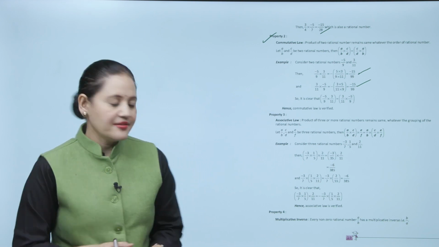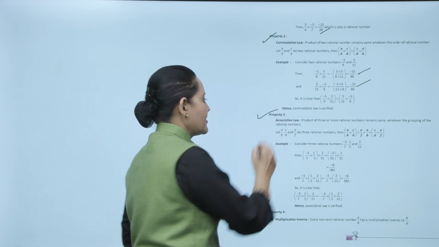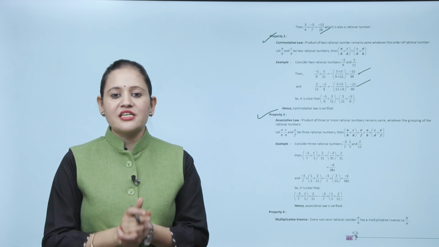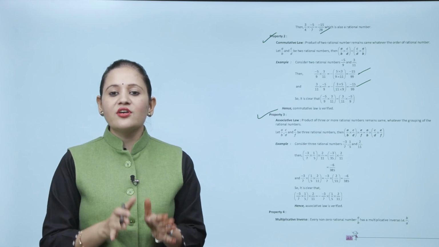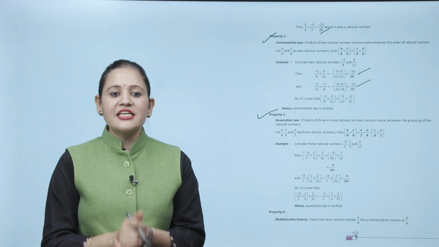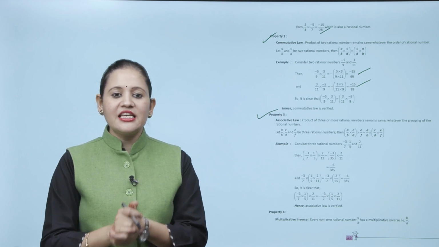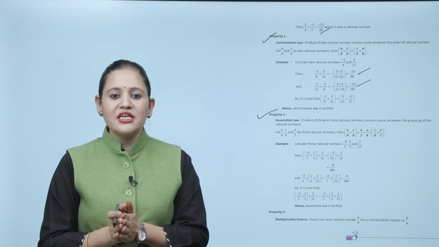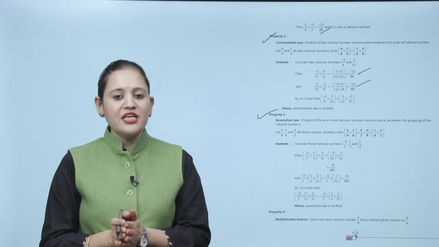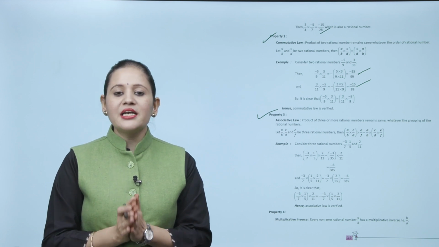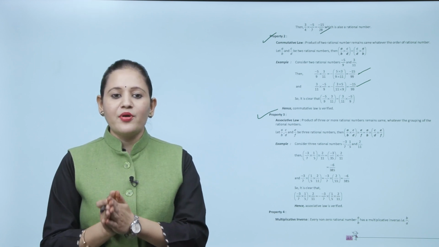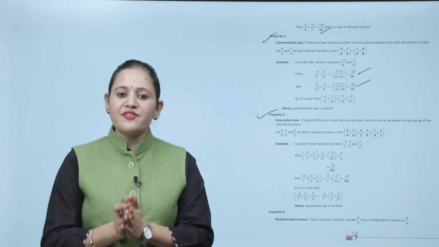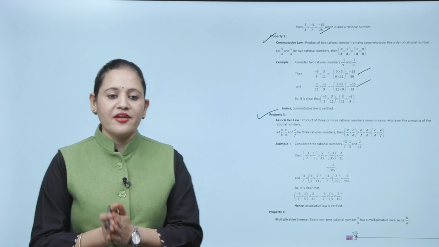Next, property 3, that is associative law. Product of three or more rational number remains same whatever the grouping of the rational number. Let a upon b, c upon d and e upon f are three rational number. Then a upon b multiplied by c upon d multiplied by e upon f equals to a upon b multiplied by c upon d multiplied by e upon f, with the grouping changed. Example लेते हैं. Consider the rational number minus 3 upon 7, 1 by 5 and 2 upon 11.